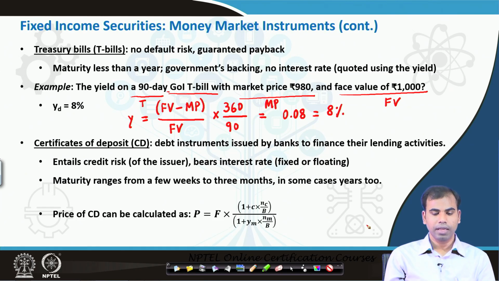The next instrument that we can discuss is certificates of deposit. Certificates of deposit are debt instruments issued by banks to finance their lending activities. Again, they carry no credit risk as such for the borrowers, but they have certain interest rate risk, and the interest rate risk offered to the lender has some implications coming out of the RBI's monetary policy. The maturity for a certificate of deposit ranges from a few weeks to 3 months in general, and in some cases it may span a couple of years as well.